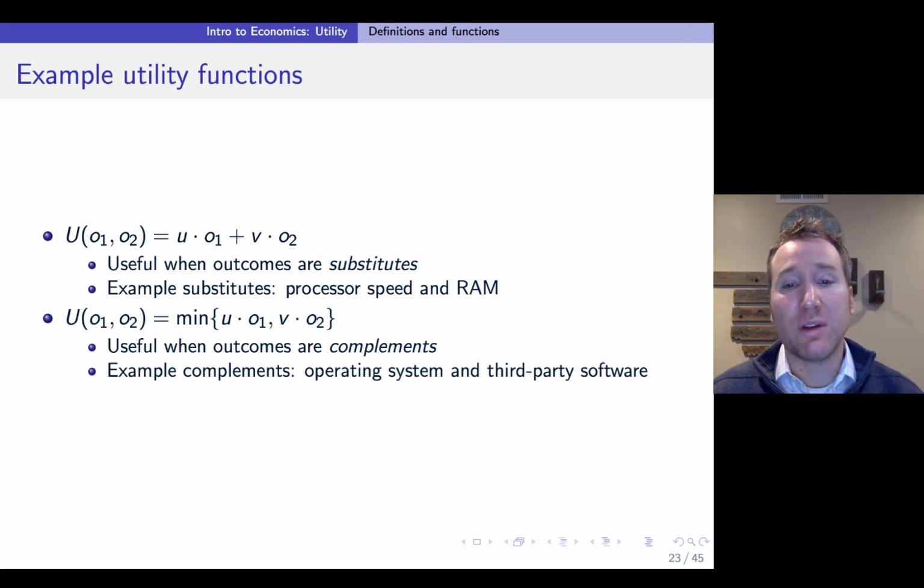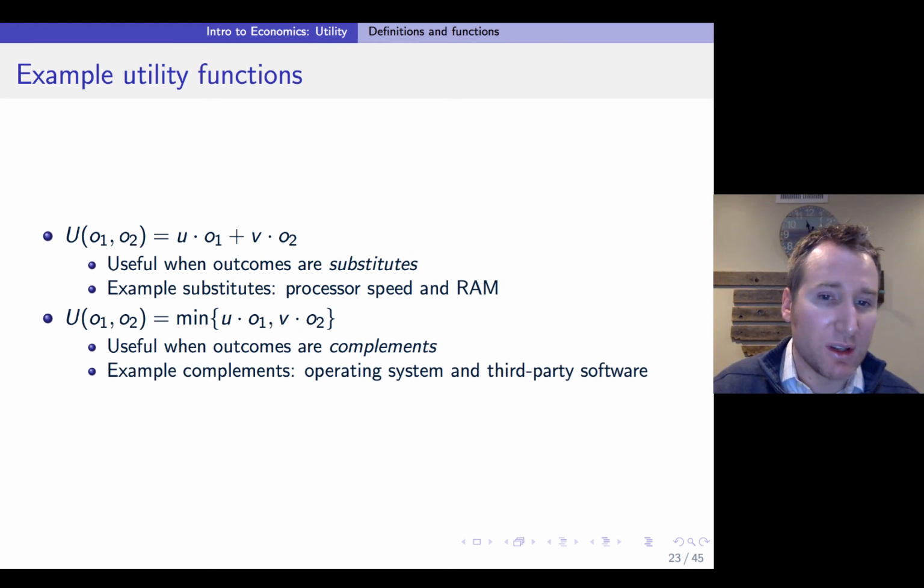You may have your own preference that for your application you prefer processor speed to RAM, but you'll take either one. You contrast that with the second utility function, which is the minimum of u times O1 and v times O2. So you would use a function like this whenever the outcomes are complements, which means that you have to have both in order to derive the utility.